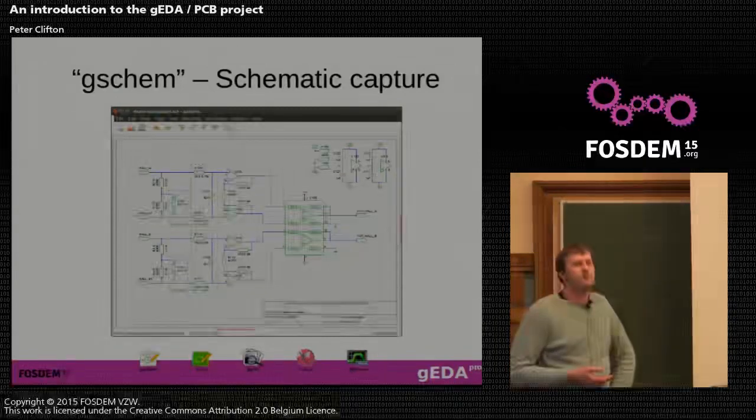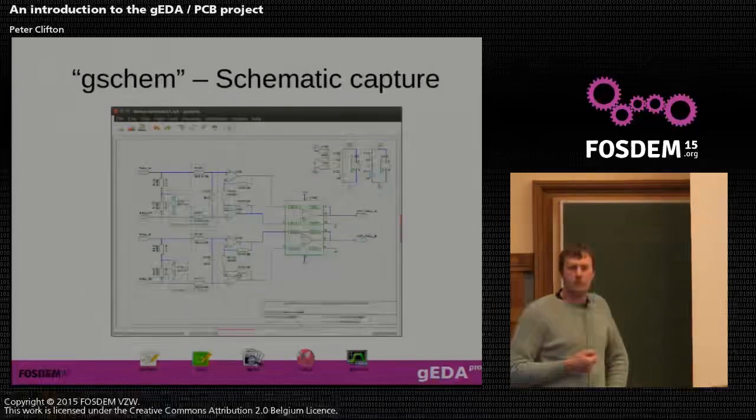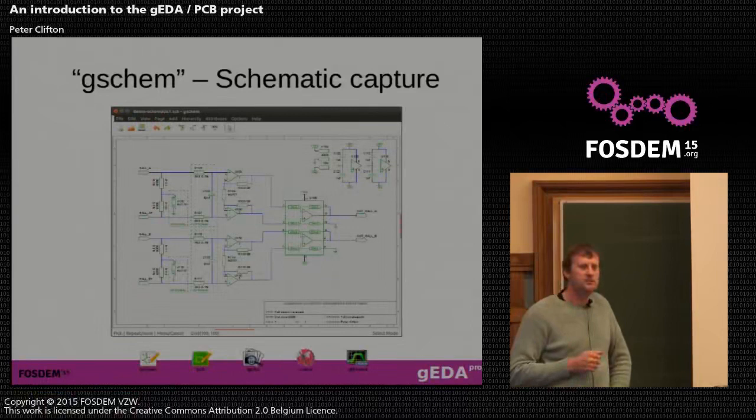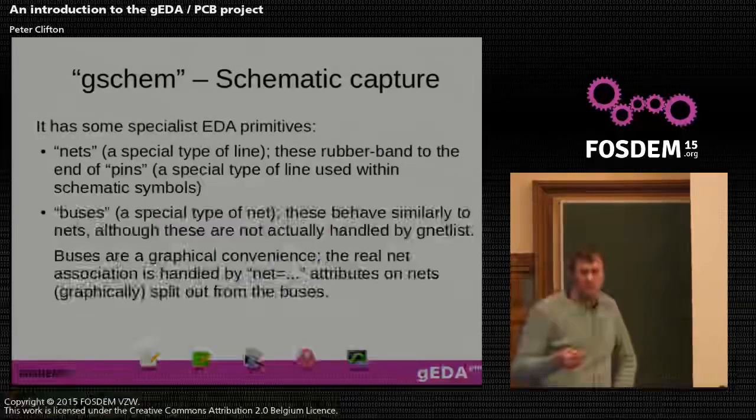Some specialist EDA primitives, though. Aside from the lines, we have a special type of line, which is net. And that is a line which the netlister will go and look at and try and track connectivity for. And we look at where the nets connect and land on schematic ends. So on symbol ends, we have pins. And that's how we look at extracting a netlist from the tools.